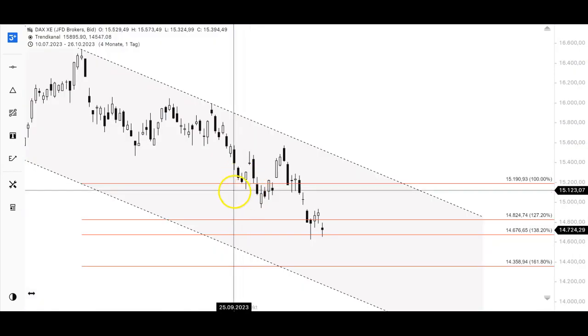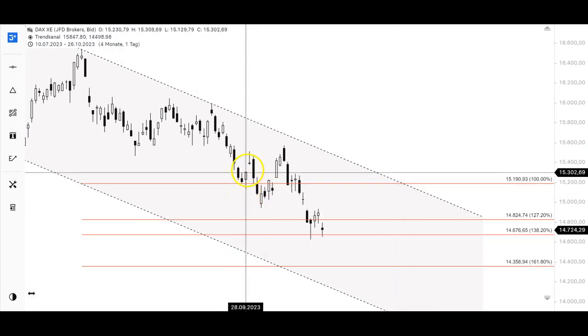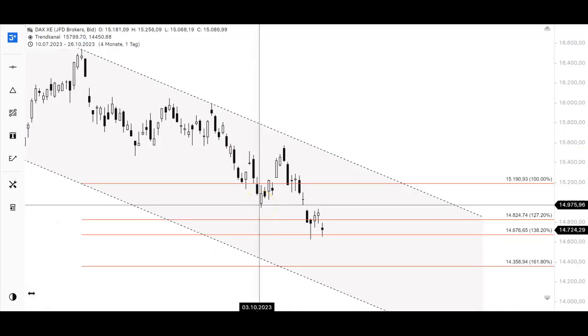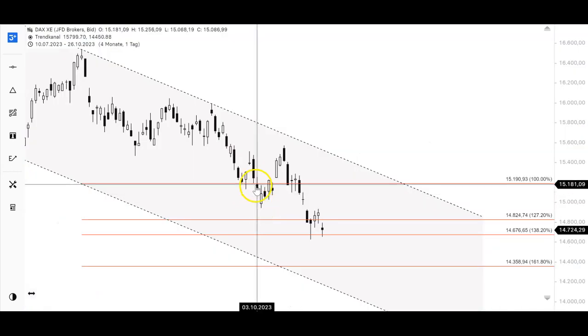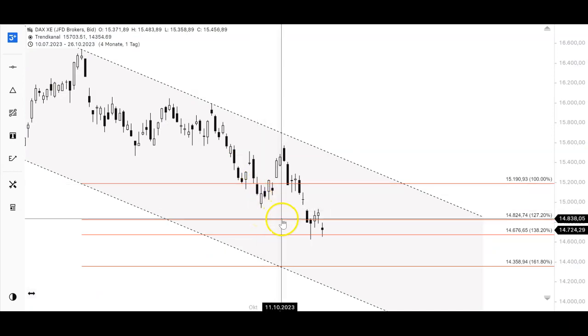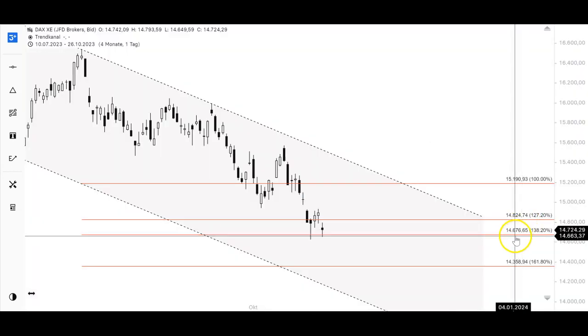This one here was quite tricky. We got to that level, but we didn't close below it. We rallied up, and then a week later we dropped below that level, and we were actually holding price below that level, which gave us a confirmation to hit 14,824 all the way down to 14,676 as a minimum.